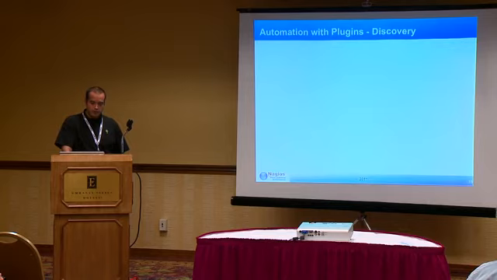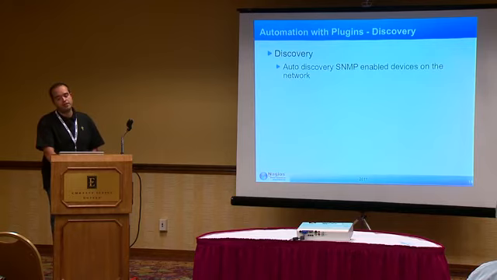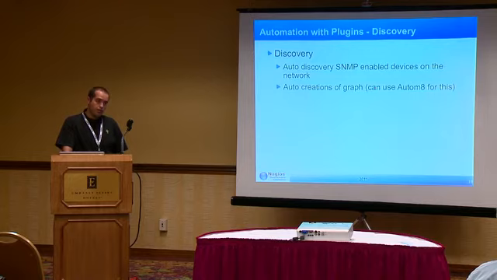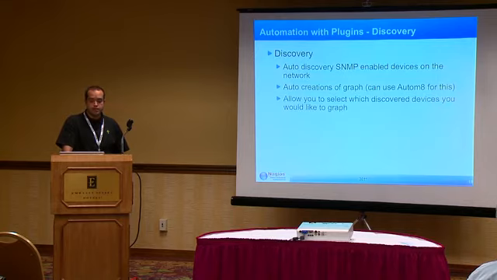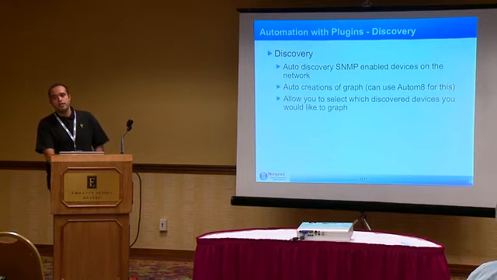And then another plugin, Discovery. It auto-discovers SNMP-enabled devices on the network, and it auto-creates graphs and can use Automate for this as well. They're both aware of each other. It allows you to select which of the discovered devices you would like to graph. So it gives you a list of things that you can go through and select, and then you can have it automatically create the graphs for it.